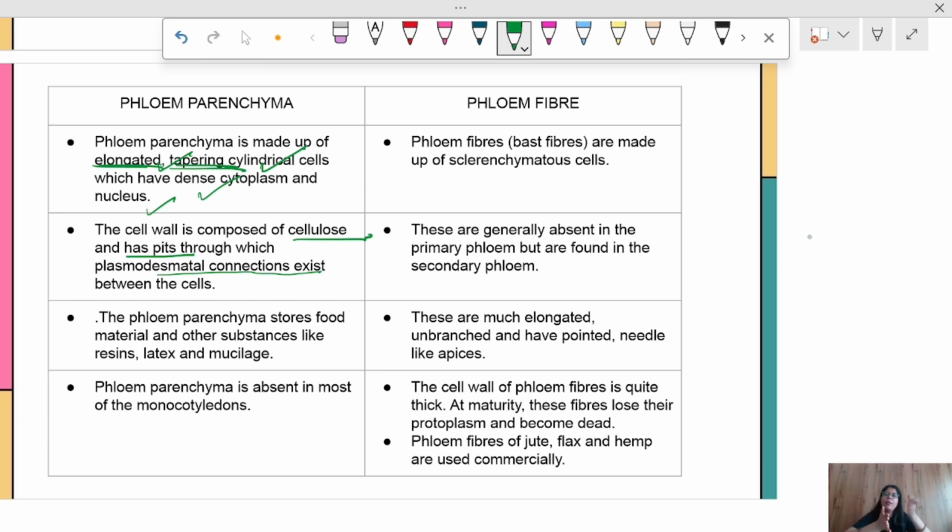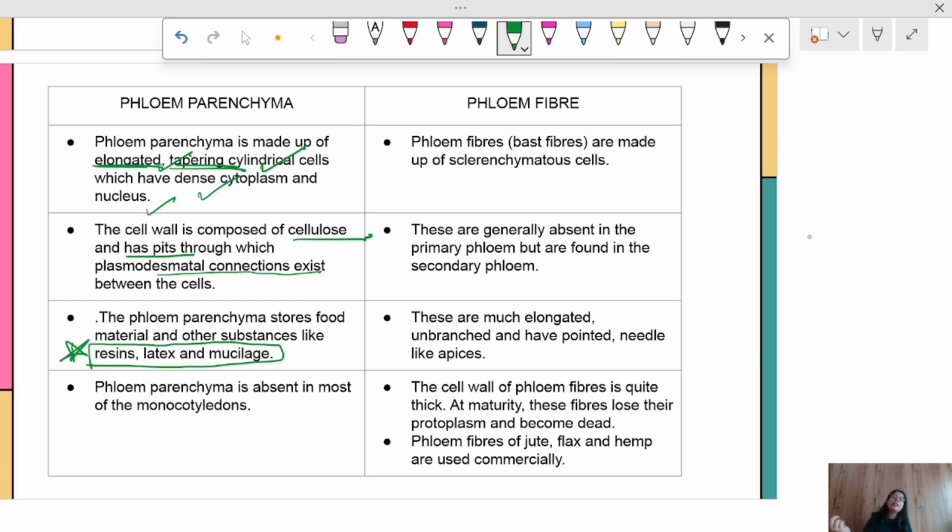Because this cell will be responsible for storing certain food, it must interact with other cells with the help of pits and plasmodesmata. Now, phloem parenchyma stores food materials and other substances like resin, latex, and mucilage. This is the most important thing which you have to remember.